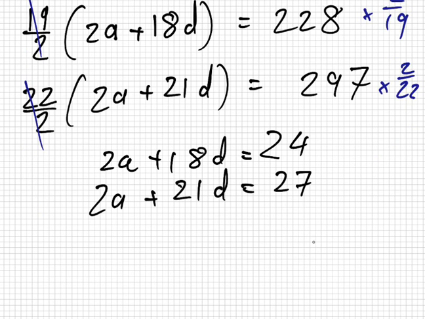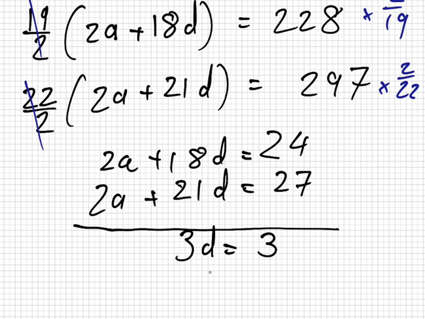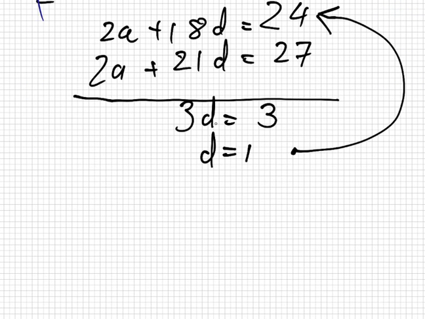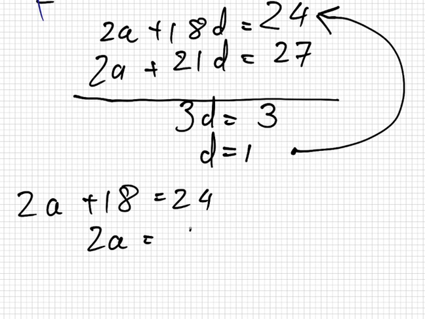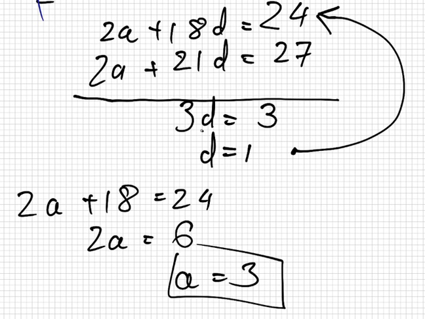Now, what method should I use to solve this pair of equations? Elimination. I subtract. Second minus first: 3d. So d equals 1. I can take that back in there to get the a. 2a plus 18 equals 24. 2a equals 6. So then a equals 3. So I have my A and my D now.